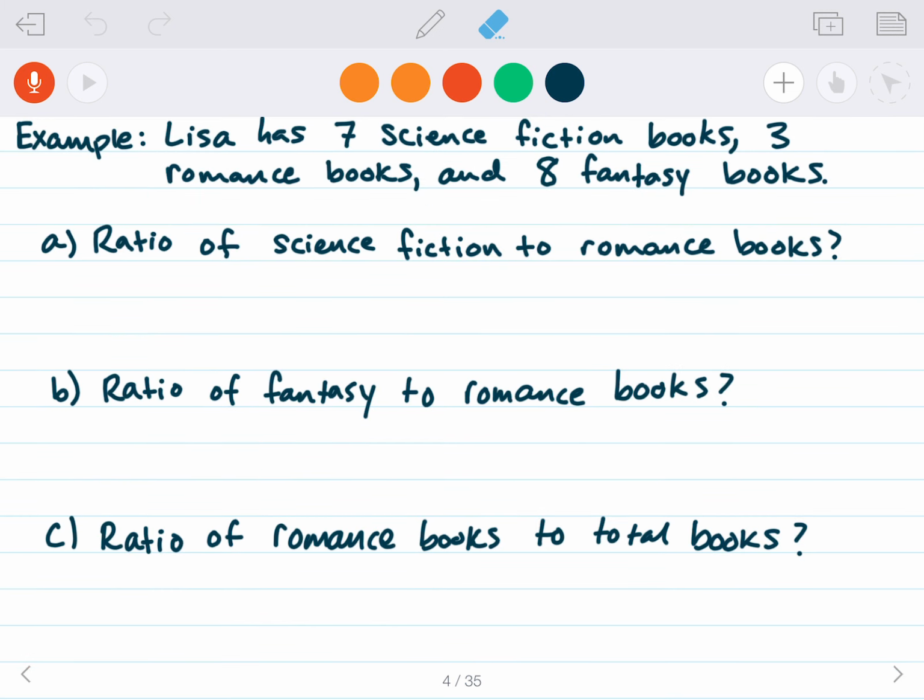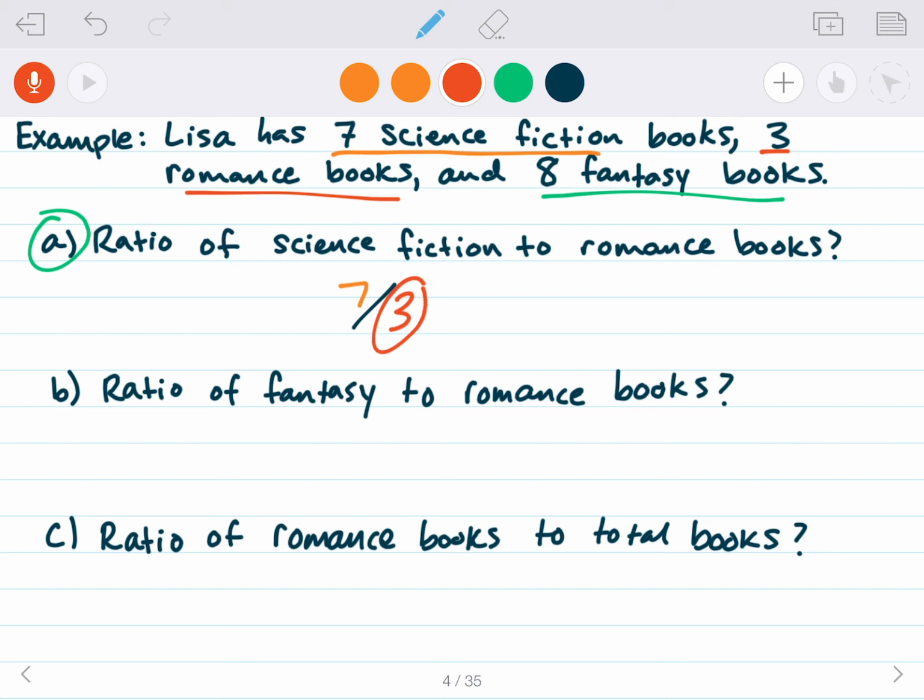Okay, let's do some more examples. Lisa has 7 sci-fi books, 3 romance books, and 8 fantasy books. First question, what's the ratio of sci-fi to romance books? Well, sci-fi comes first, so I'll put that on top. You can use the colons too, it doesn't matter, but I'm going to use the fraction here. So sci-fi is 7, romance is 3. There's 7 sci-fi books for every 3 romance books. And that can't be simplified.